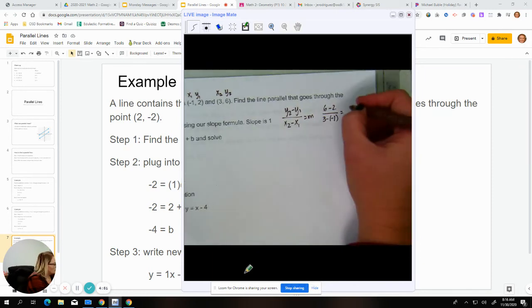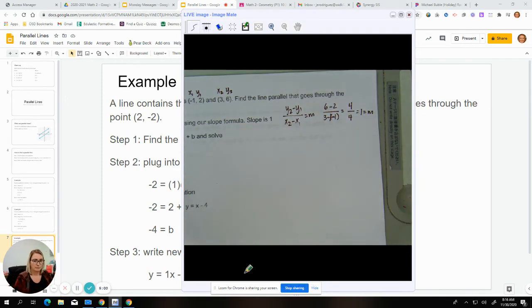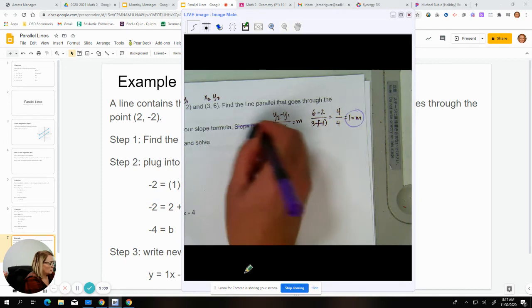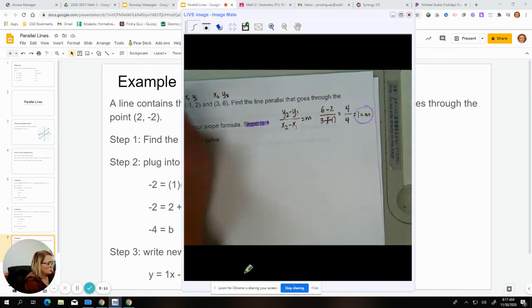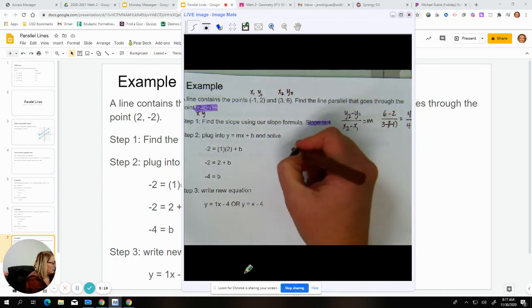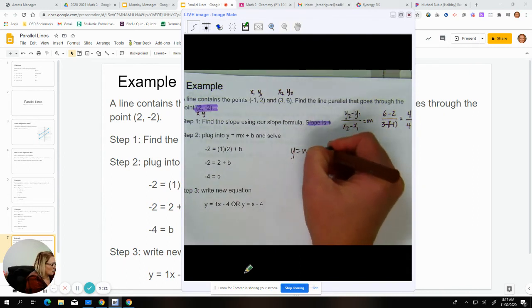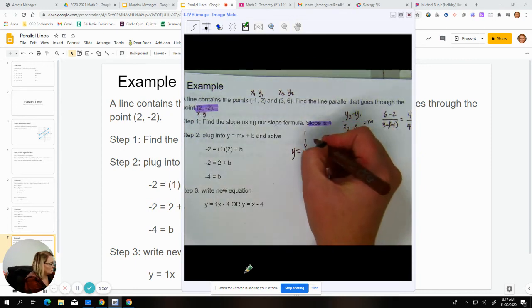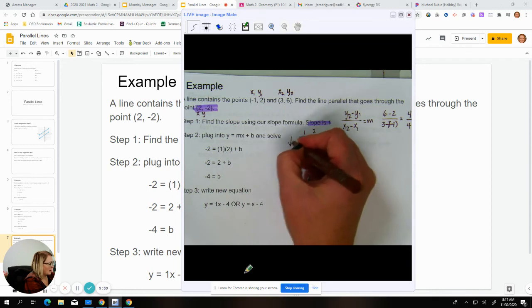6 minus 2 is 4. 3 minus negative 1 is 4. And so my slope is m, which is 1. So here is our slope. Okay, slope is 1. Now we're going to use this new point of 2, negative 2 with 1. So this is our x and our y again. Our slope is 1, our x is 2, and our y is negative 2.